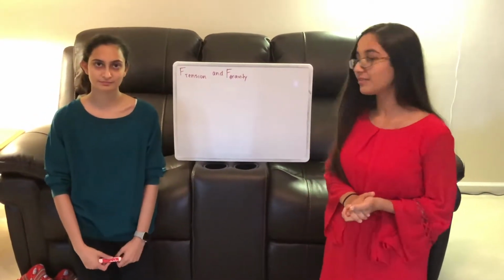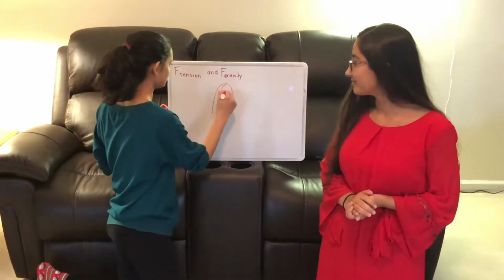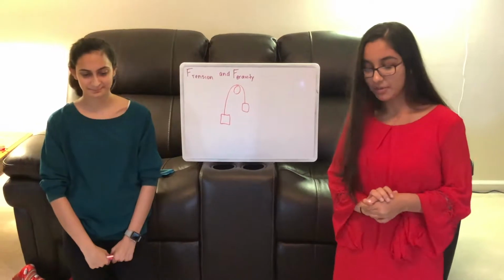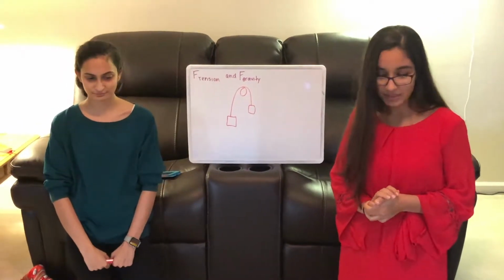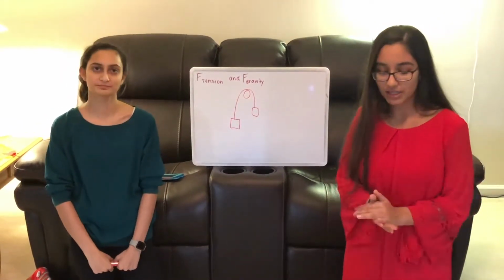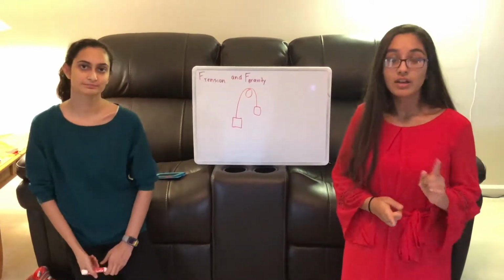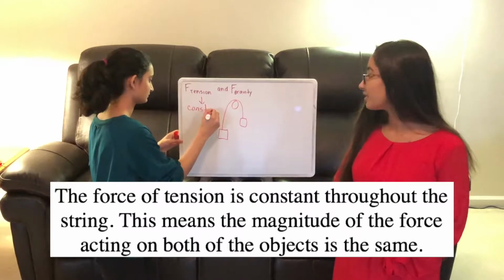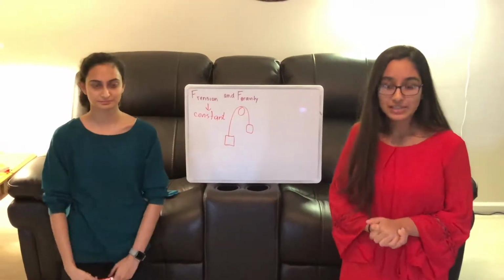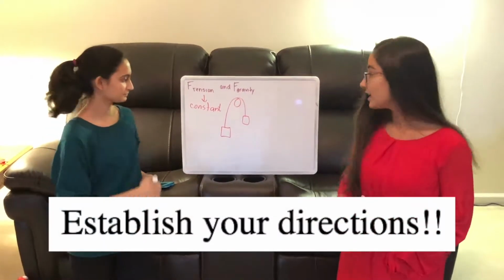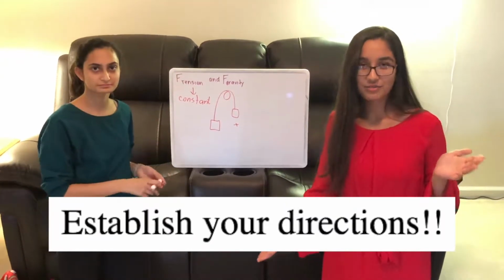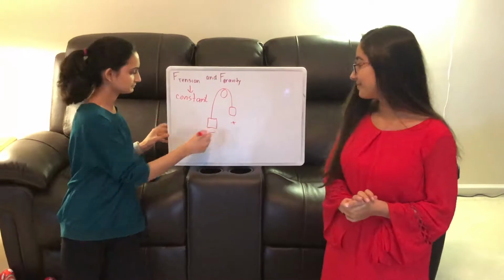of dynamics and acceleration called an Atwood machine. Typically involving a pulley, a string, and a system of masses, we need to understand a couple of things before we can begin solving the problem. Number one, the force of tension is constant throughout the string. Number two, we need to establish our directions. Let's say the downward direction here is positive. You'll understand soon why this is very important.